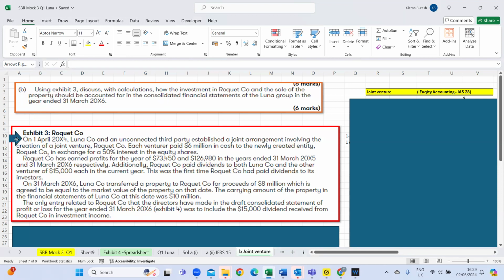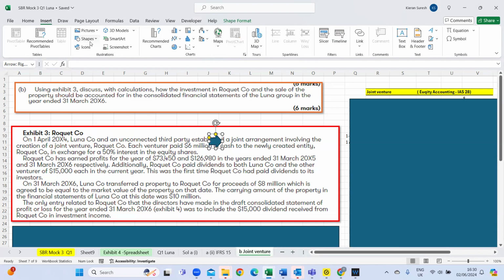So here, first we still don't know what this is regarding. We don't know whether this is a subsidiary. Investments can be many types. It can be a simple investment, an associate, a subsidiary, a joint venture, or joint operations. So 1st April 2014, that is 2 years ago, Luna Company and an unconnected third party established a joint arrangement. Now things are getting clear, right?